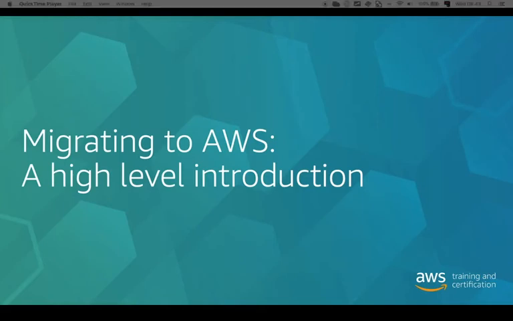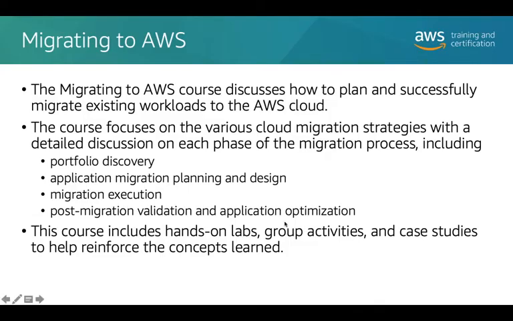Migrating to AWS is a 2-day course which discusses how you can plan and migrate workloads to the cloud. It's very much focusing on the strategy and the approach that you're using. So things like portfolio discovery, the actual migration planning, the actual migration design, as well as the execution and the validation and integration of your migrated applications with your other AWS services and other on-premise environments.